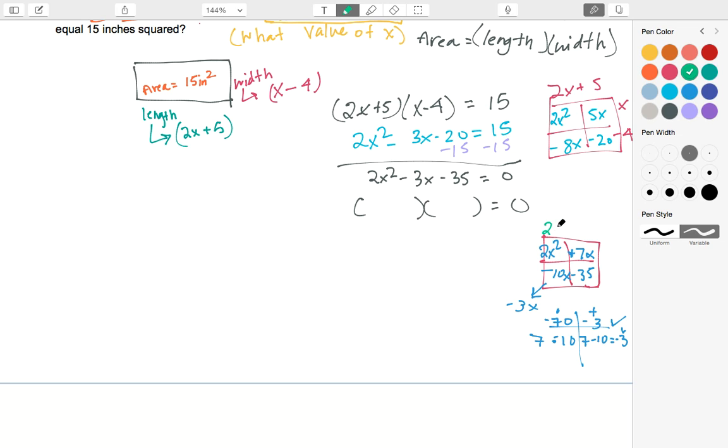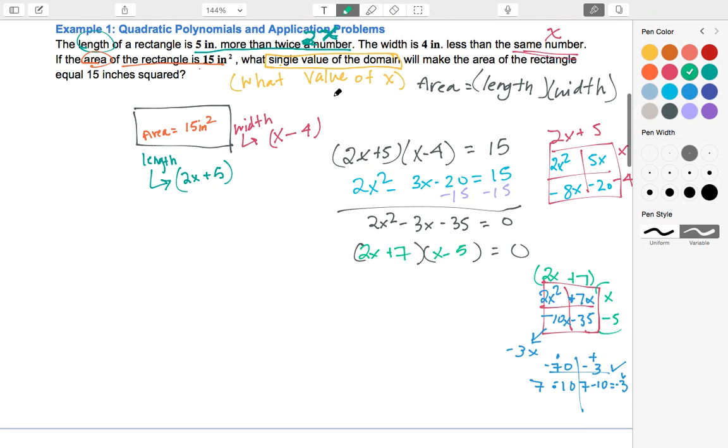So here I get 2x, and then x, and then plus 7, and then 7 times what gives me negative 35? Minus 5. Double check my last box. 2 times negative 5 does give me negative 10. Cool, these are my two factors. So I get 2x plus 7, and then x minus 5.